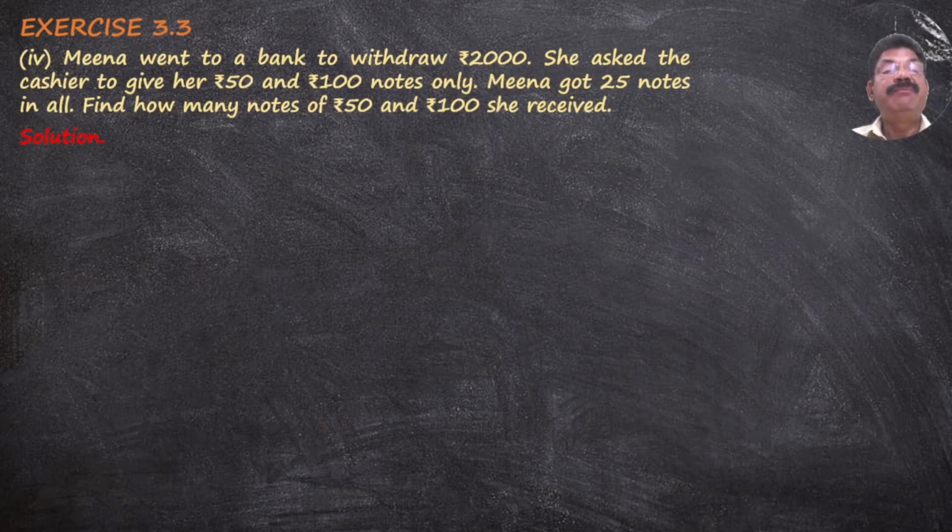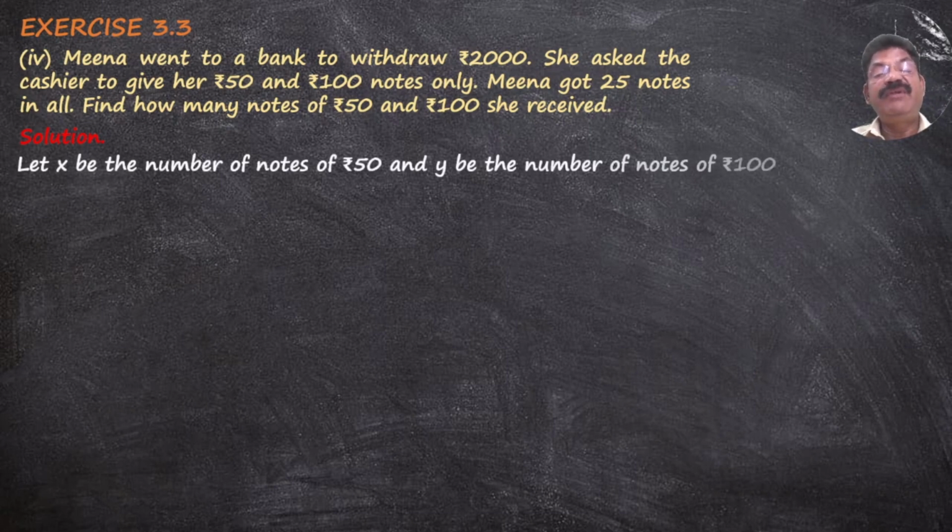Fourth problem. Meena went to a bank to withdraw rupees 2000. She asked the cashier to give her rupees 50 and rupees 100 notes only. Meena got 25 notes in all. Find how many notes of rupees 50 and rupees 100 she received. It is an interesting problem. We have to find the number of 50 rupees and 100 rupees notes. So we assume x be the number of notes of rupees 50 and y be the number of notes of rupees 100. Obviously, x plus y is equal to 25.